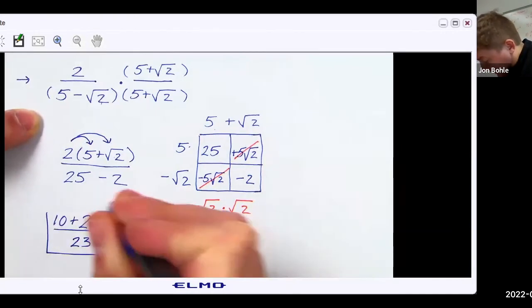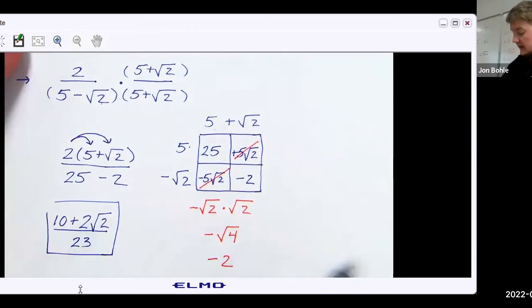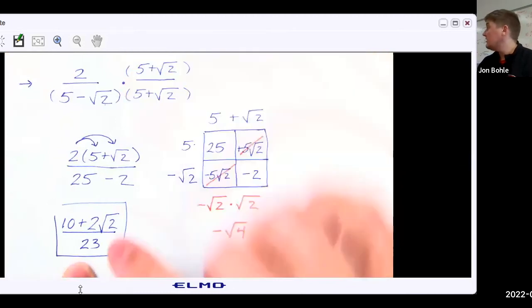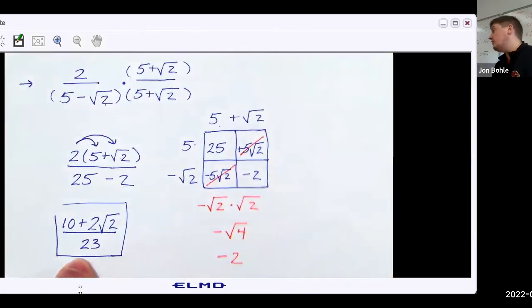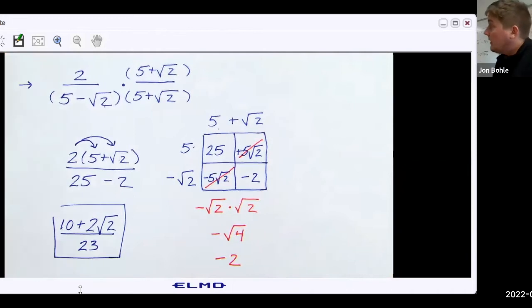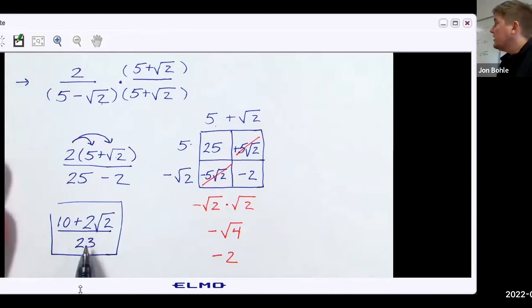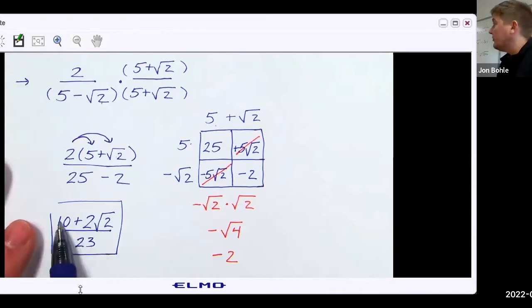This is considered simplified. This and that are the exact same thing. This is just considered simplified because there's no square root in the denominator of the fraction. If both of these numbers and the bottom number were all reducible by the same number, you could reduce it down. So like if this was 22, you could make this 5 plus 1 square root of 2 over 11, and they're not reducible.